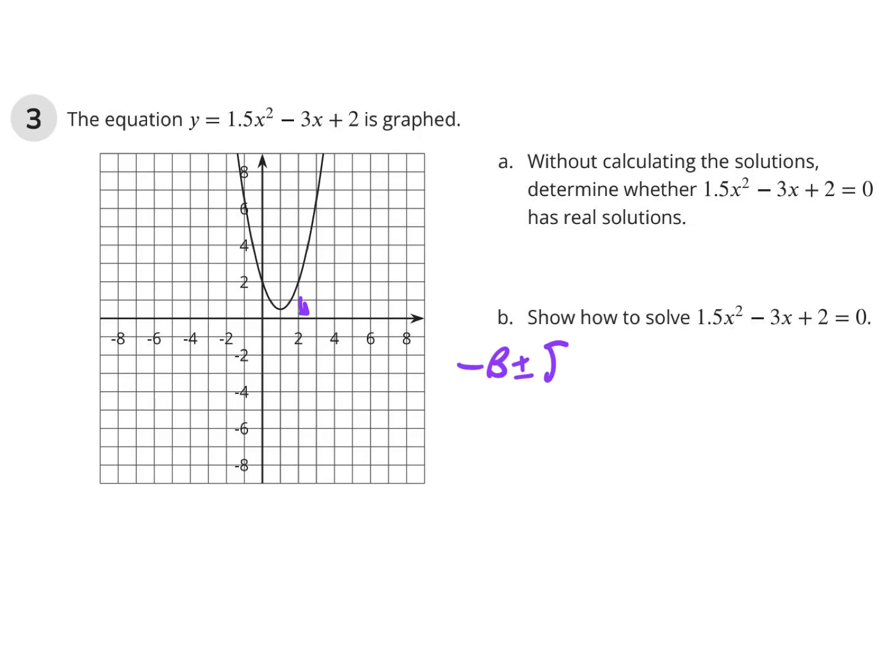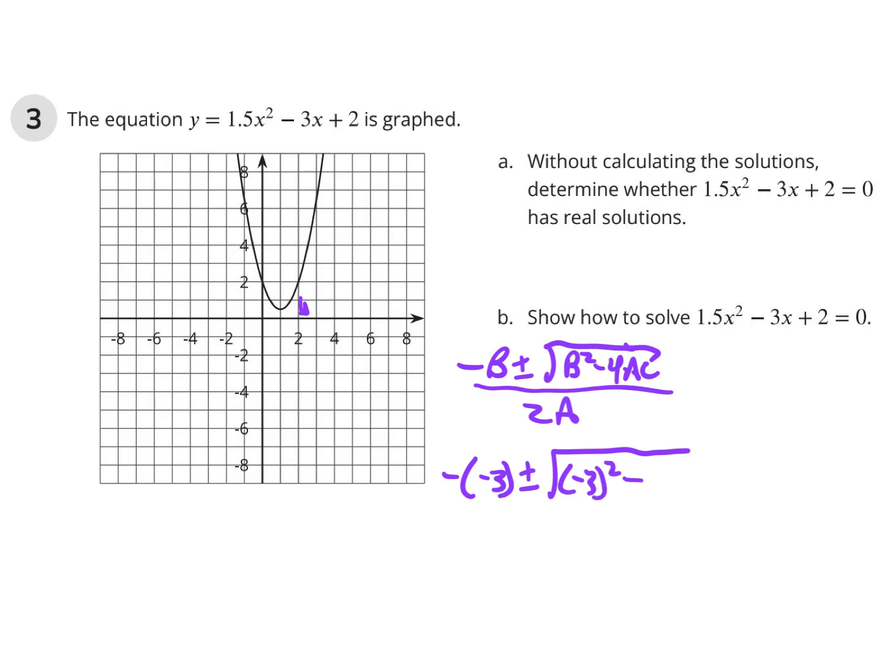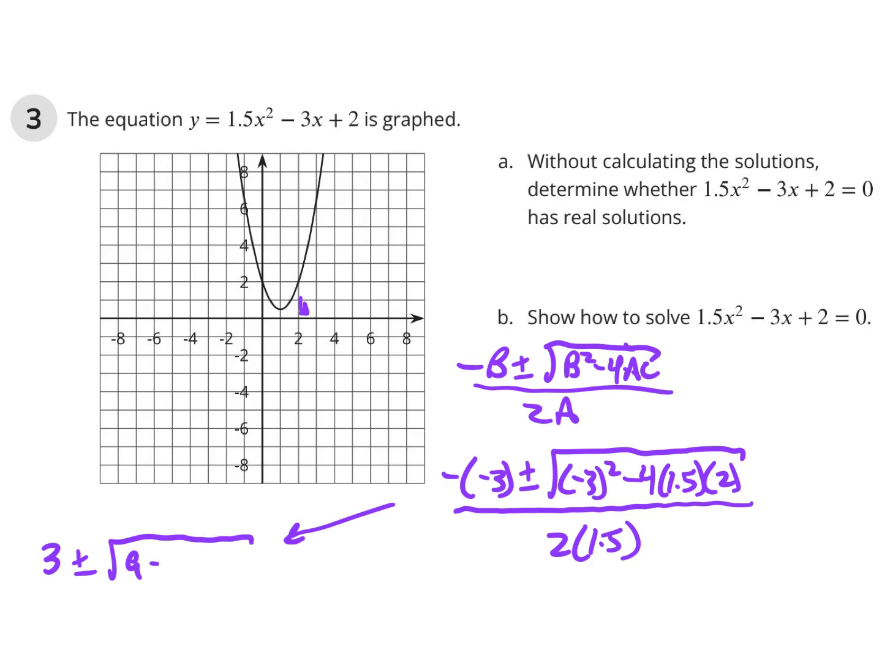Negative b plus or minus the square root of b squared minus 4ac all over 2a. Negative of negative 3 plus or minus the square root of negative 3 squared minus 4 times a, which is 1.5, times c, which is 2, all over 2 times 1.5. Okay, moving over to the left. Negative times negative is 3, plus or minus the square root, 3 squared is 9. 4 times 1.5 times 2 is negative 12, all over 3.